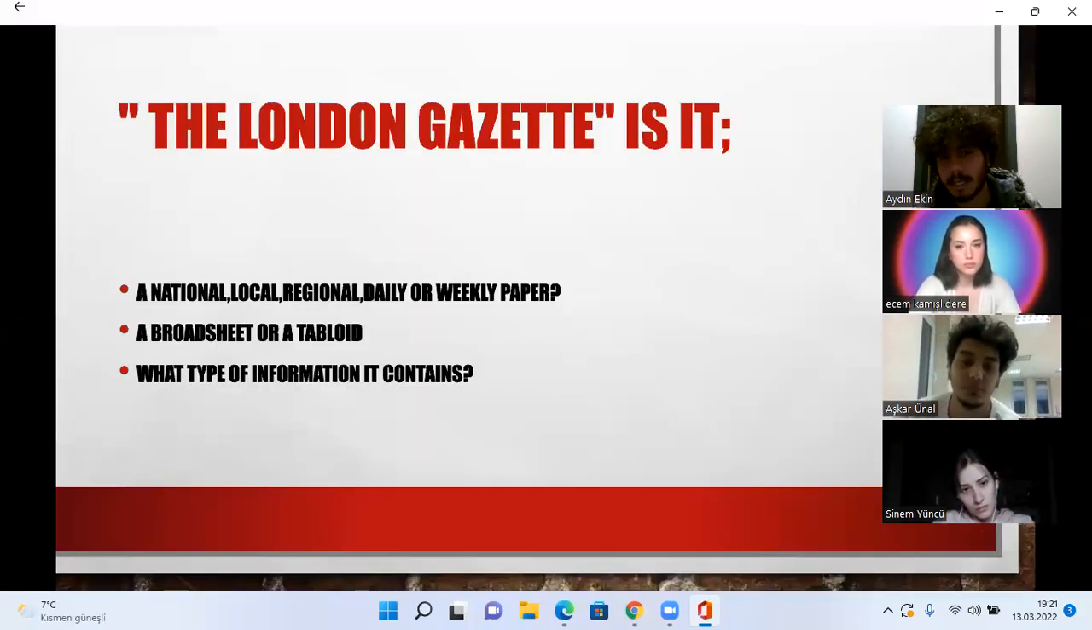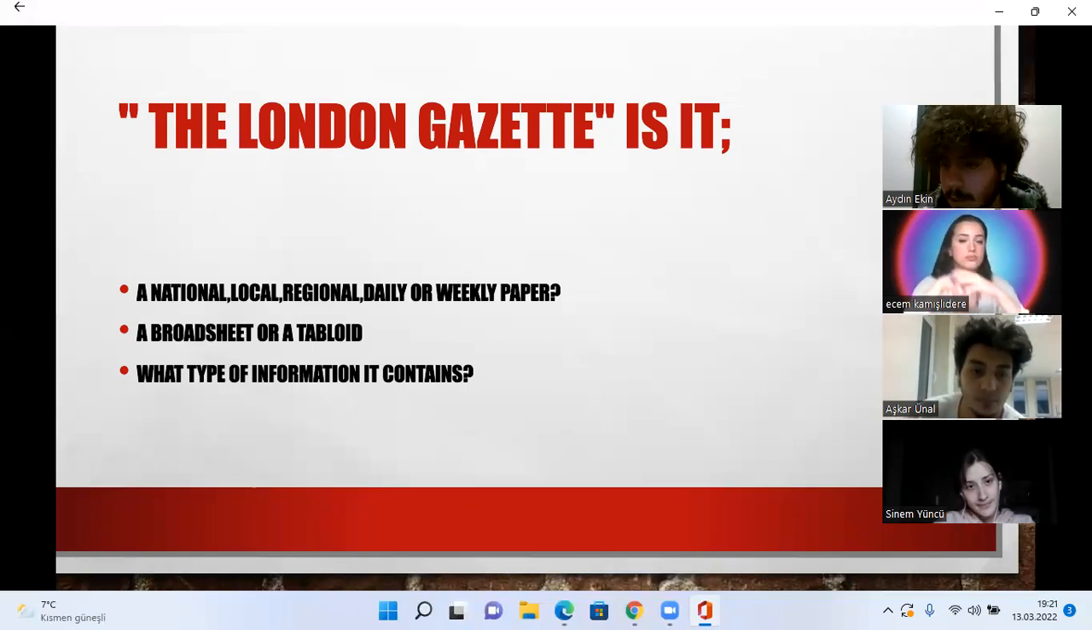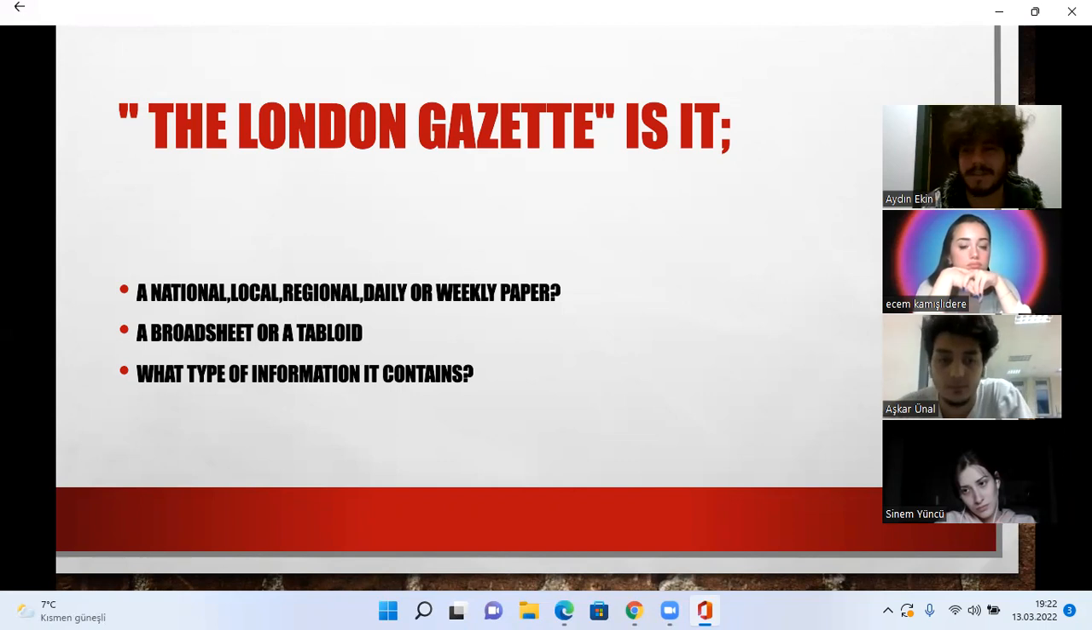And the final one is the London Gazette. Do you think it's a national, local, or regional one? I think it is local. Yeah, because the name suggests London. And do you think it's published daily or weekly? Weekly. Yeah, that might be true.